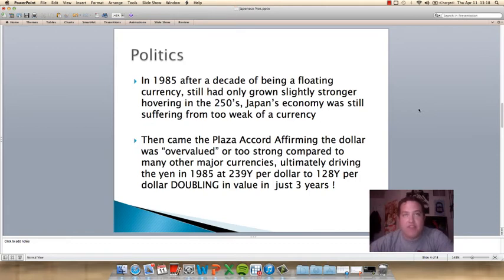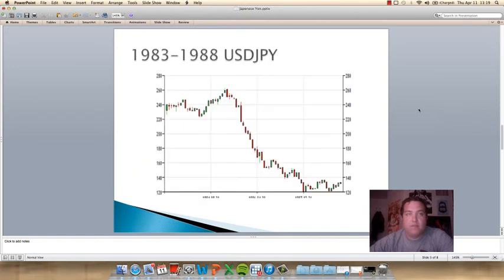In 1985, after a decade of being a floating currency, the yen had only grown slightly stronger, hovering in the 250s. Japan's economy was still suffering from too weak of a currency. Then came the Plaza Accord, affirming the dollar was overvalued or too strong compared to many other major currencies, ultimately driving the yen in 1985 at 230 yen per dollar to 128 yen per dollar, doubling in value in just 3 years. As you can see by this chart, there was a drastic change in the price of yen, all because of politics, not because of actual economics.